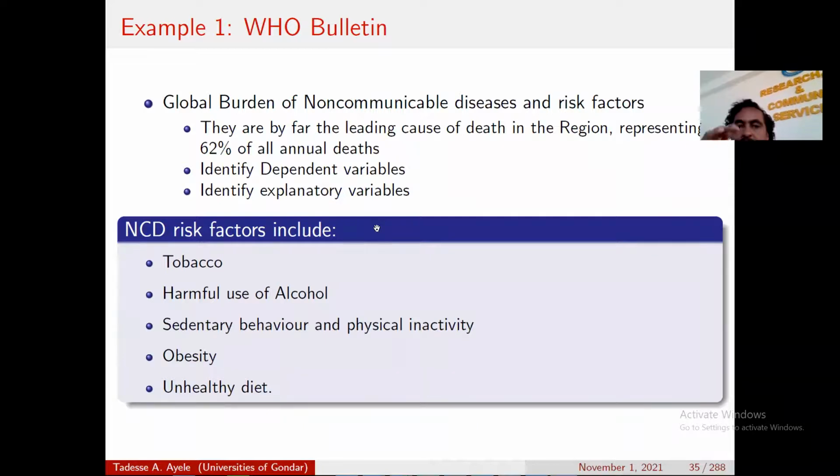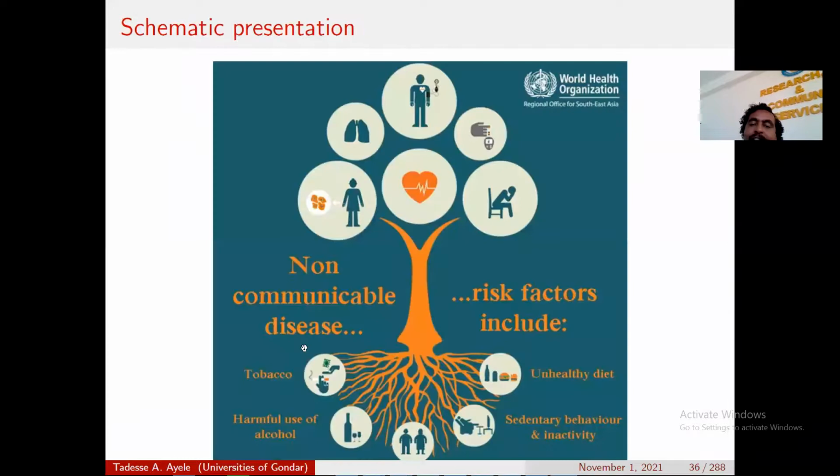Two examples, which I took from the WHO bulletin. Global Burden of Non-Communicable Diseases and Risk Factors. There are by far the leading cause of deaths in regions representing 62% of all annual deaths. So in this example, there are dependent variable and there are explanatory variables. Here it says identify the dependent variable, identify the explanatory variable.